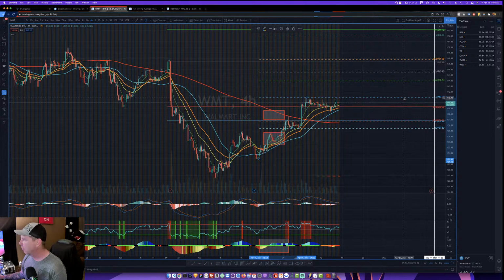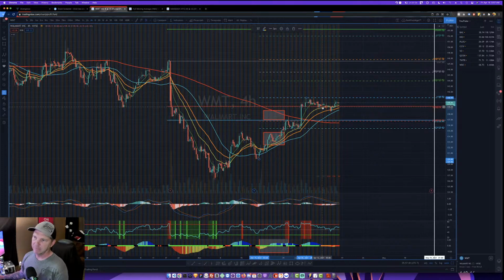A break of 141, and I would look to play to 143 or 144, 145.50, 147. Walmart support 139, 139.50. For me, a break of 141, and I would look to go long to 143.95, just call it 144, and then 145.5 with a final target at 147.